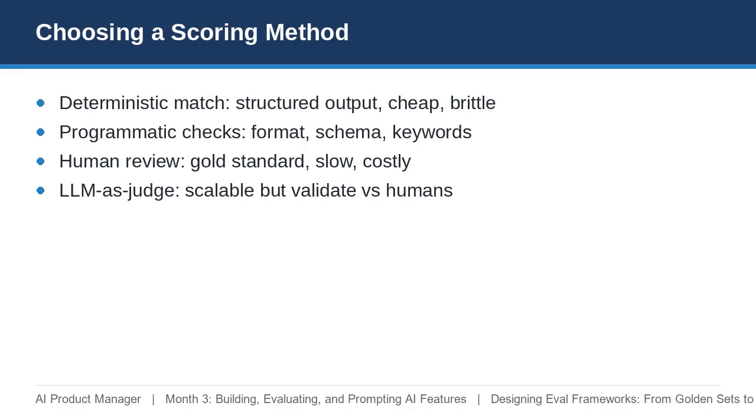There are four main scoring methods. Deterministic matching works for structured or classification outputs but is brittle for free text. Programmatic checks reliably enforce hard constraints like JSON schema or required keywords. Human review is the gold standard for subjective and high-stakes quality, but it's slow and expensive. LLM judges scale subjective scoring cheaply, just validate them against human labels and watch for bias. A common pattern combines programmatic checks for constraints with an LLM judge for quality, audited periodically by humans.